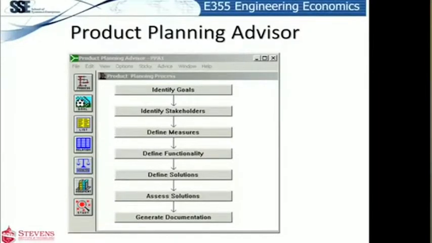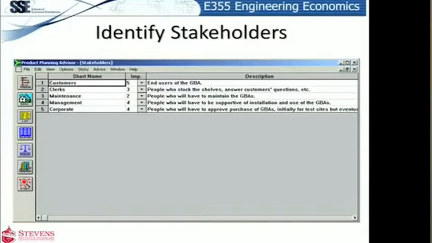We'd identify the goals in the marketplace. What do we try to accomplish with this new product? And then we start to identify the stakeholders. So here we have a particular product, a grocery buyer's assistant. A grocery buyer's assistant is a product to assist you in the grocery store in locating and obtaining the products you want. And this product had been launched before in a grocery store and failed.